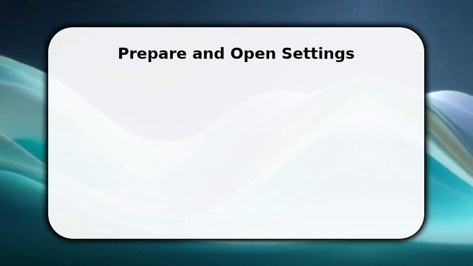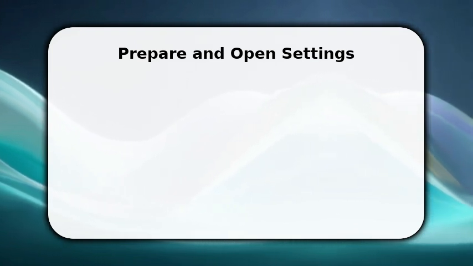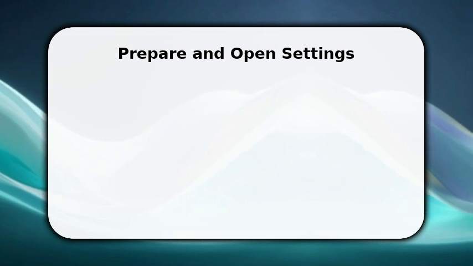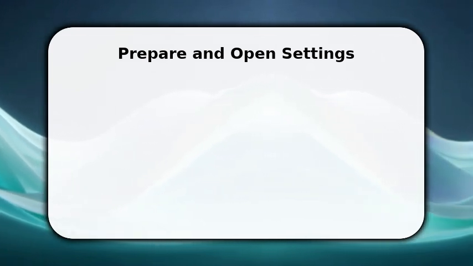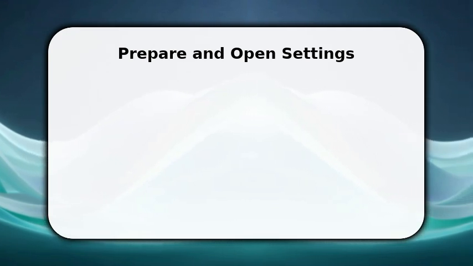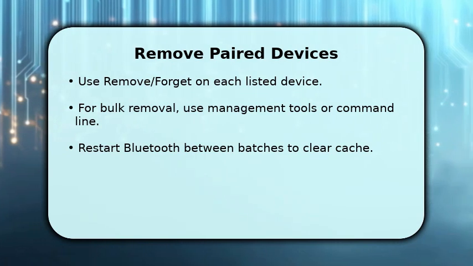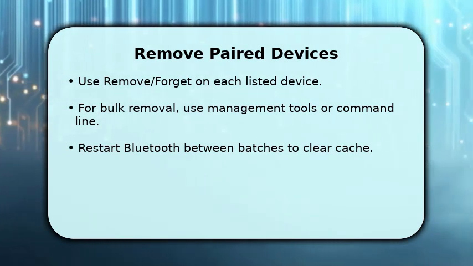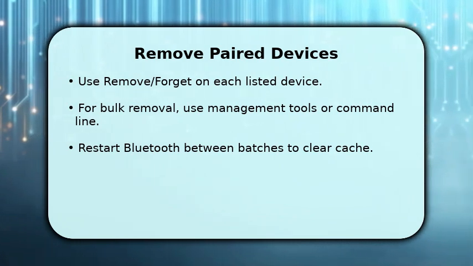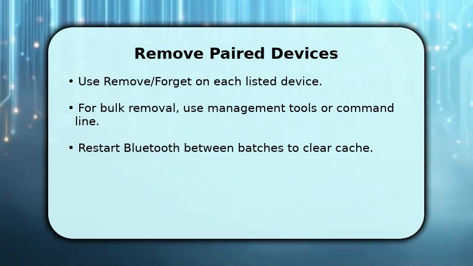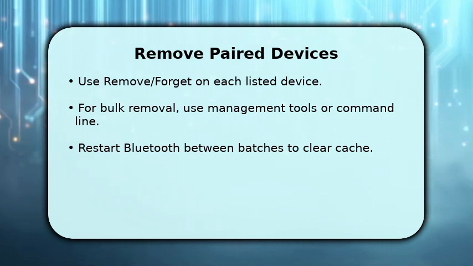Make sure each device is awake and nearby so the system can reconcile active vs. remembered devices. If prompted, disable any active connections before attempting removal to prevent reconnection while you work. Now you execute deletions. Tap Remove or Forget for each paired device one at a time. This clears pairing keys. For many devices, use built-in management tools or, on advanced systems, a terminal command to list and bulk unpair. This saves time.